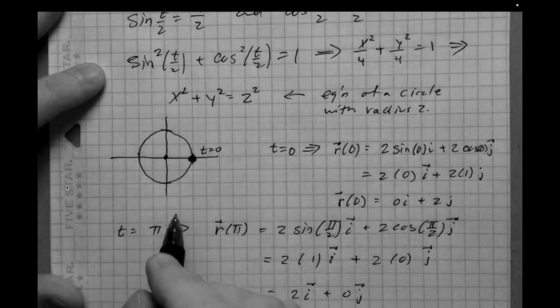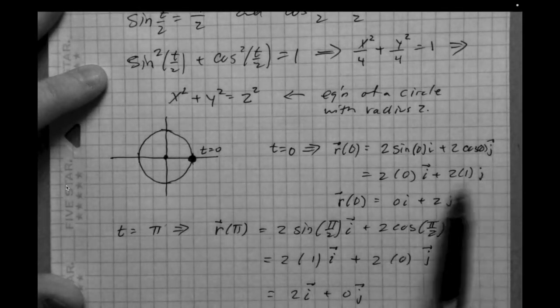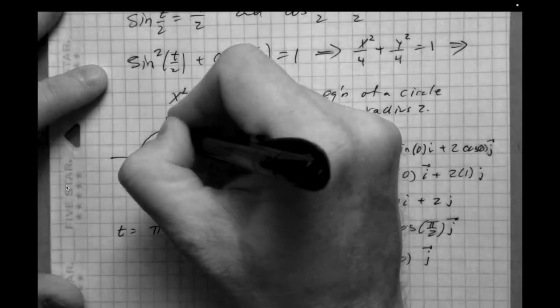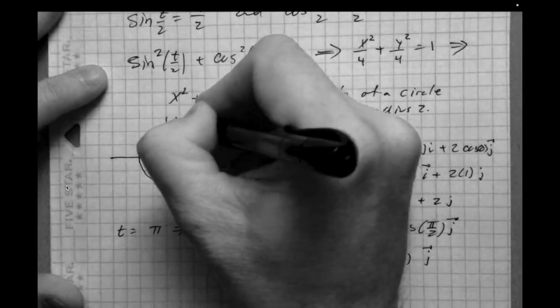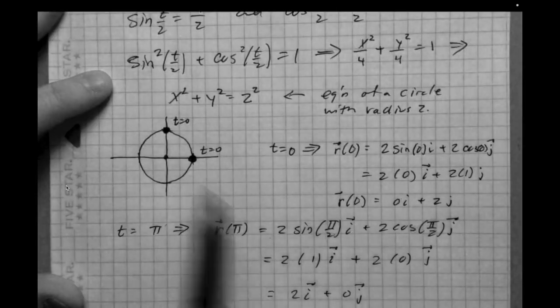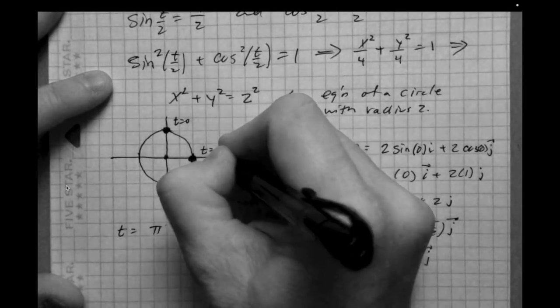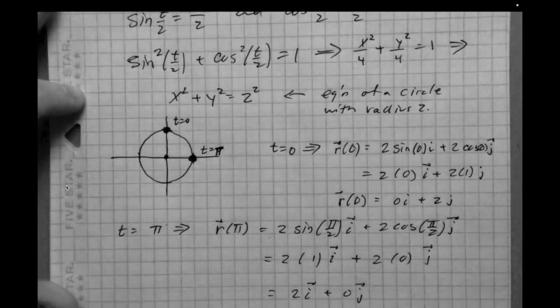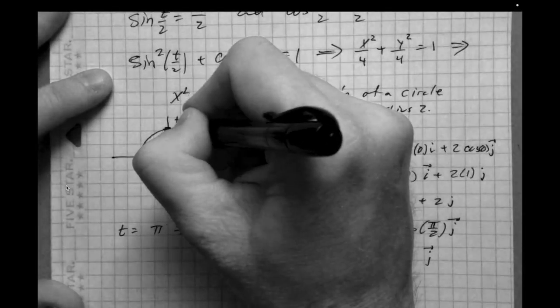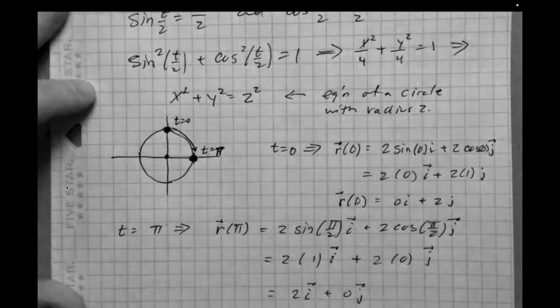Oh, shoot, I did it just exactly backwards. So this one was supposed to be 0, 2. Sorry, this is t equals 0 up here. So the first one is up here. T equals 0 is here, and this is t equals pi. Okay. And so obviously the particle is moving in this direction, isn't it?